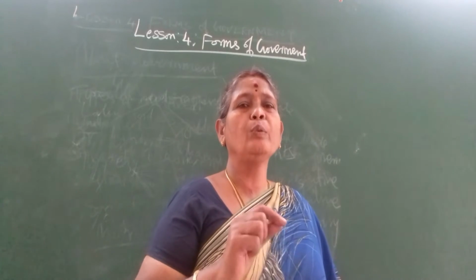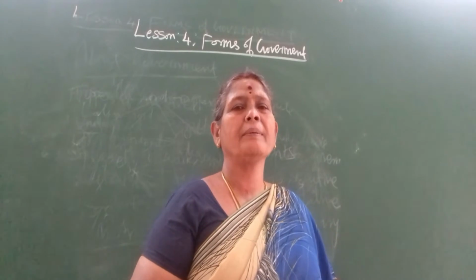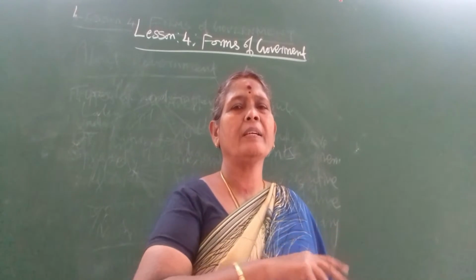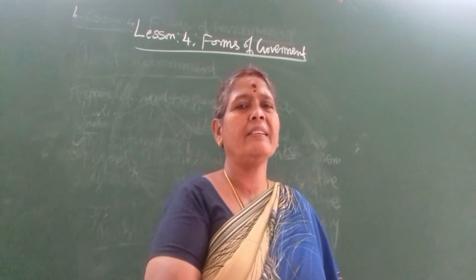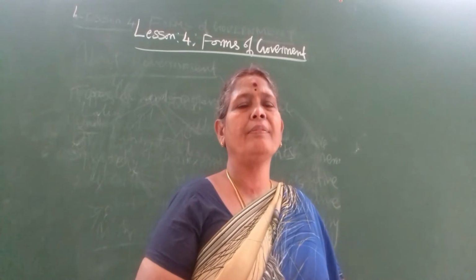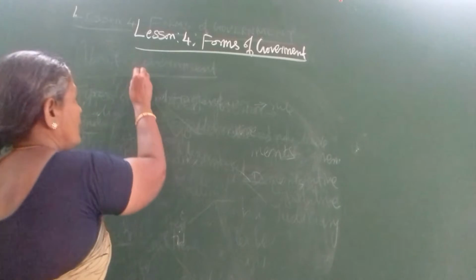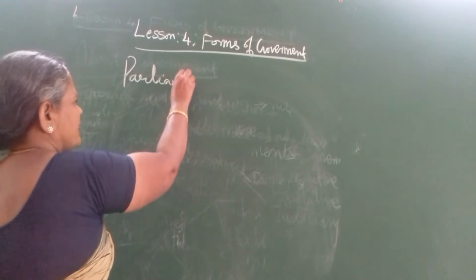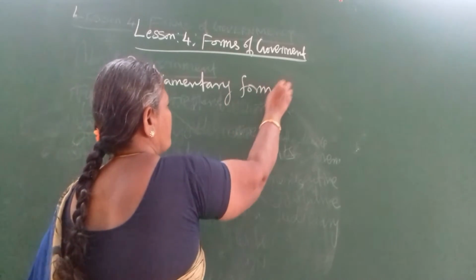In the previous class we saw there are two types of government: the unitary form of government and the federal type of government, and the difference between them. Today in class we will see another two types of government. One is the parliamentary form of government.